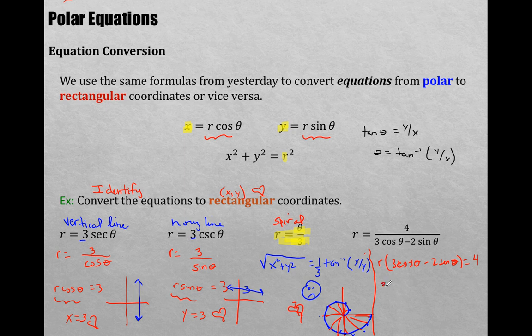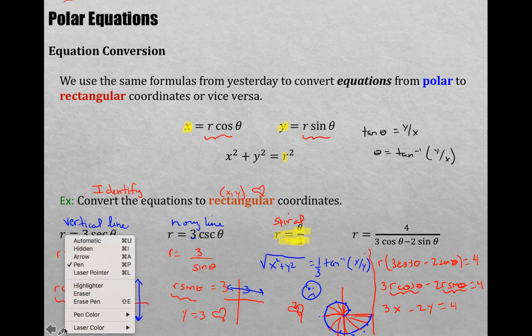Oh, snap. 3r cosine theta, hello, x, minus 2r sine theta, hello, y. So I certainly didn't recognize this in polar form, but what do you have now? Minus 2y. What is that? Everybody's to the first power. What is that?